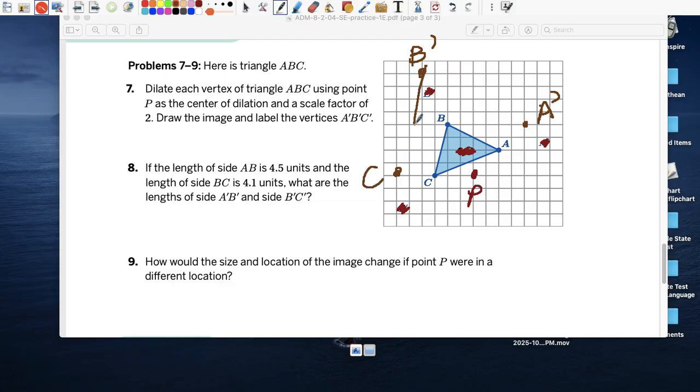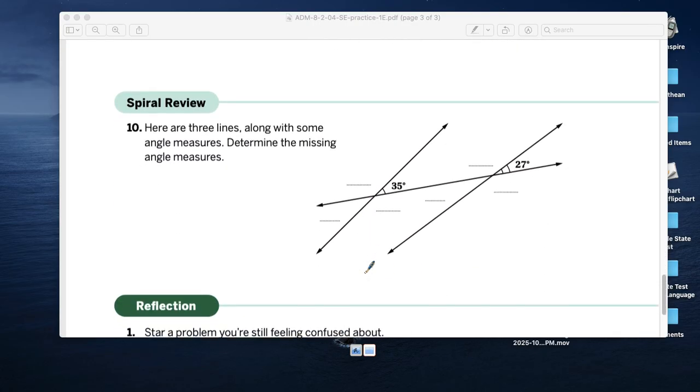And look where the triangle is now after a dilation of scale factor 2. Well, did it move? It moved because my center of dilation is in a completely different place, right? Would the size and location of the image change? The size wouldn't change, but the location would.